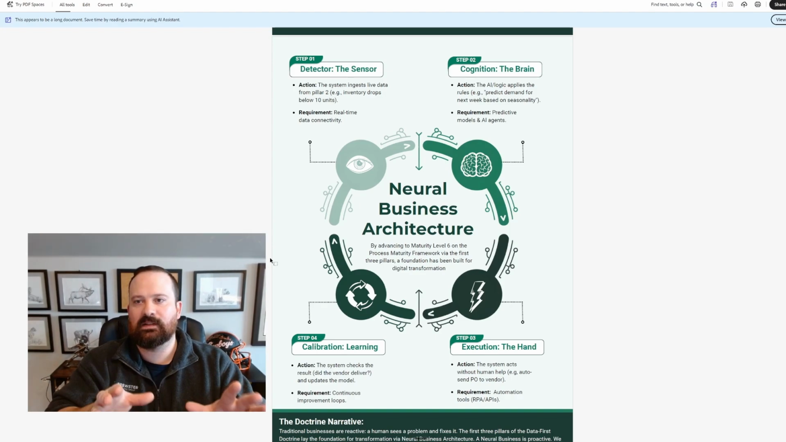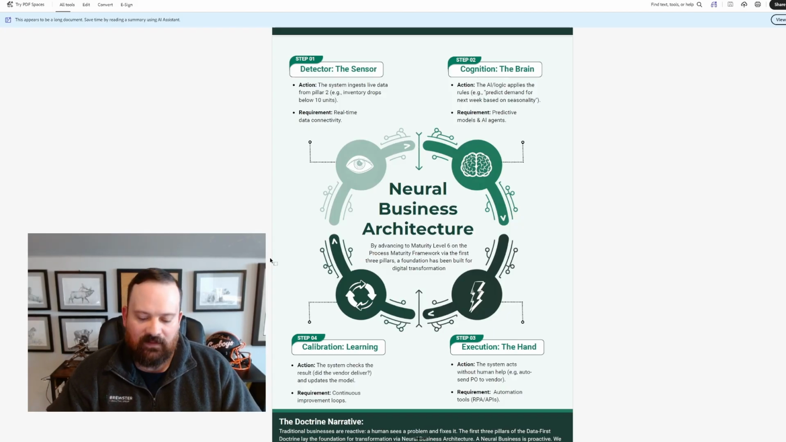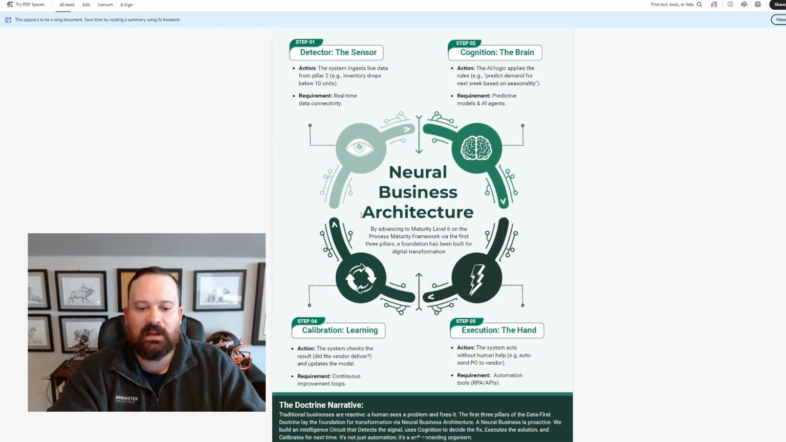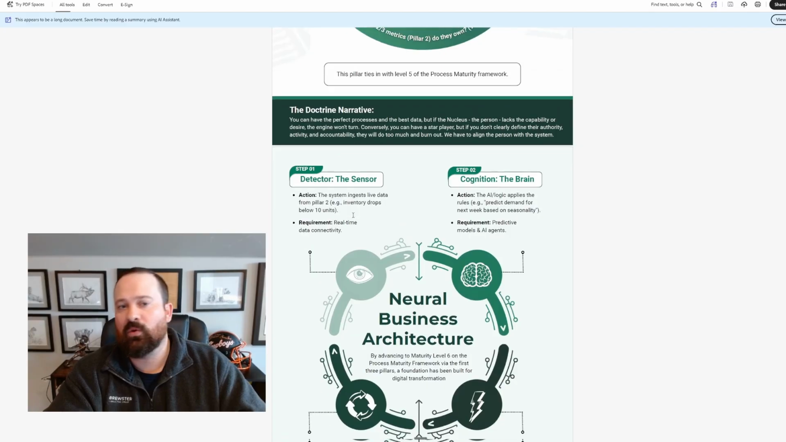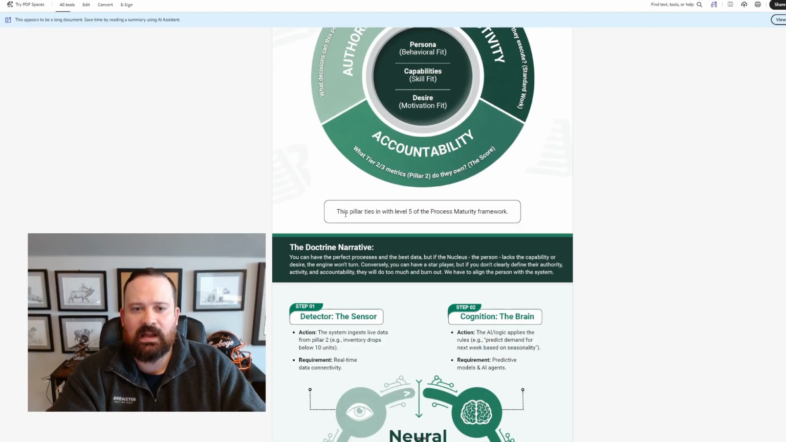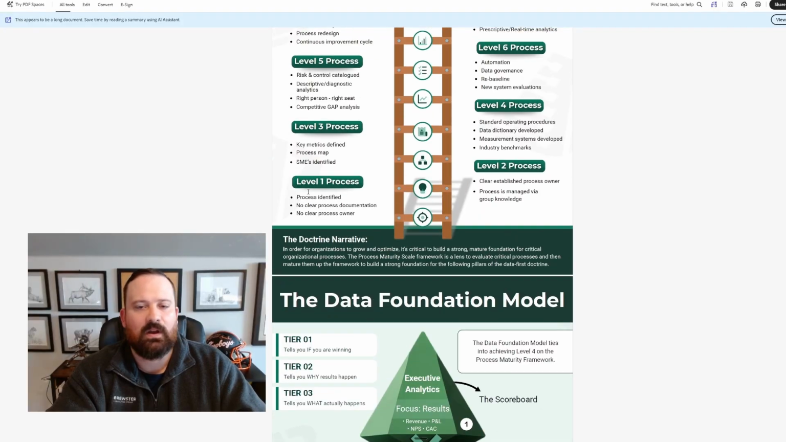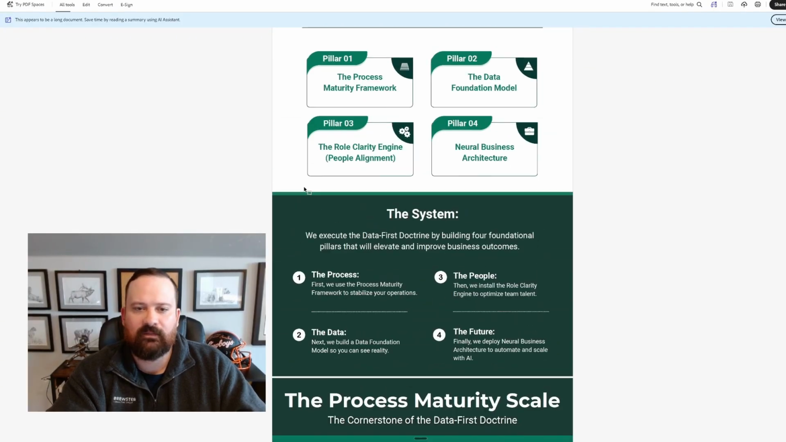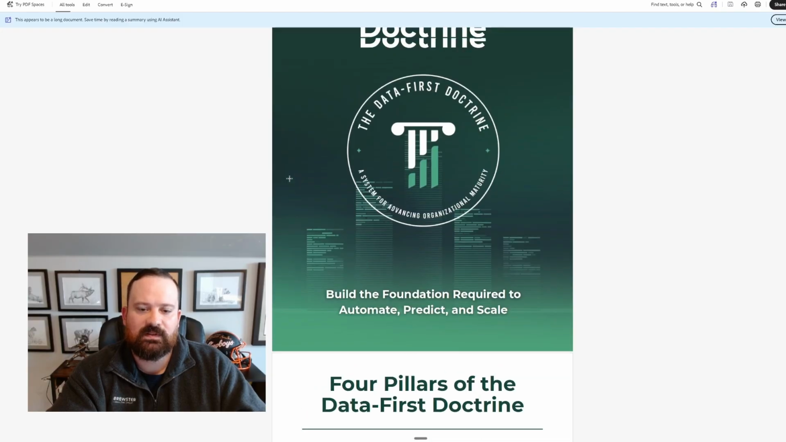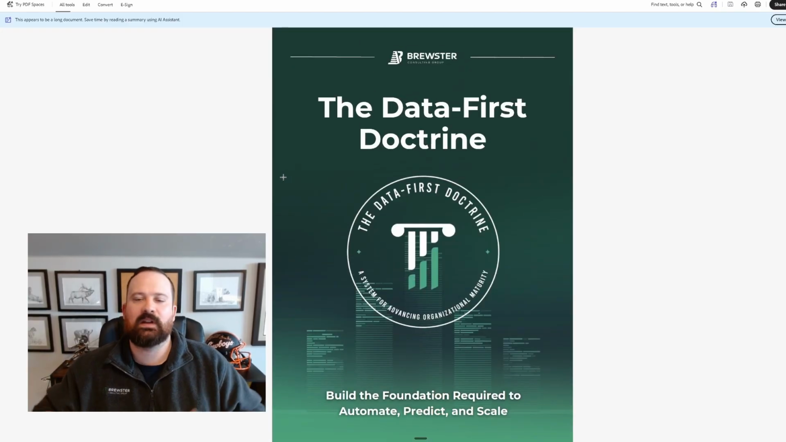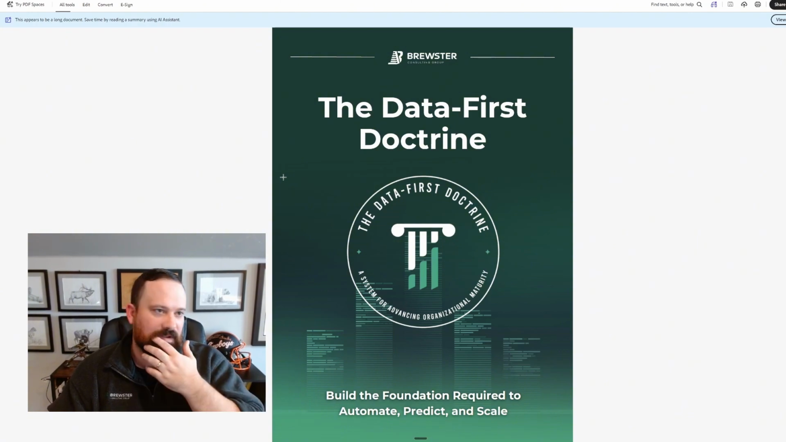But if you want to get to this stage, you have to build the correct foundation, which is why we have this entire framework, this entire operating system to back it up, right? So we're going to do a lot of other videos that dive more specifically into different aspects of the framework. We're going to talk about how, once you have a foundation to set up neural business architecture, we're going to talk about how to build hierarchical data structures. We're going to do a lot of content and videos around different aspects of this operating system.